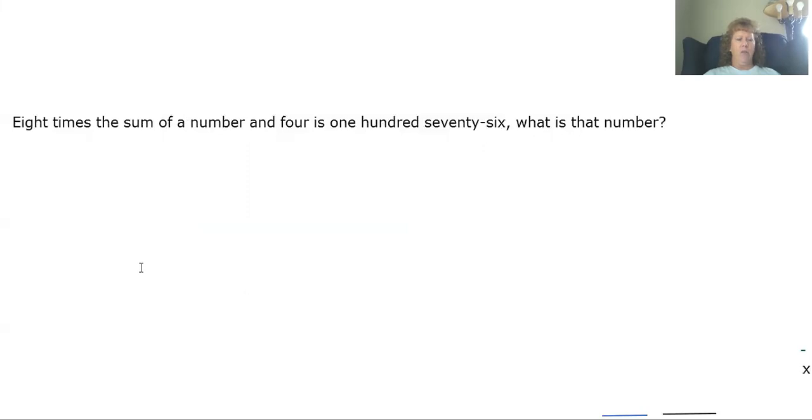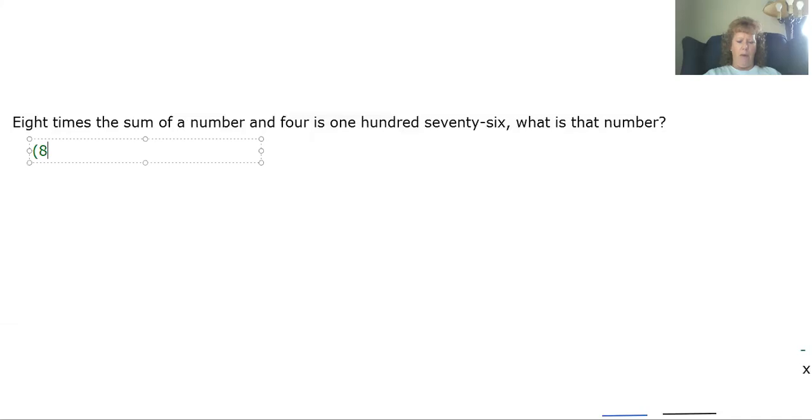Okay, in our second question, this is a very common algebra question, to write out a long list of things that will be done in one problem. But let me read it through and then we'll break it down into individual parts. 8 times the sum of a number and 4 is 176. What is the number? So let's start out with the first two words, 8 times.